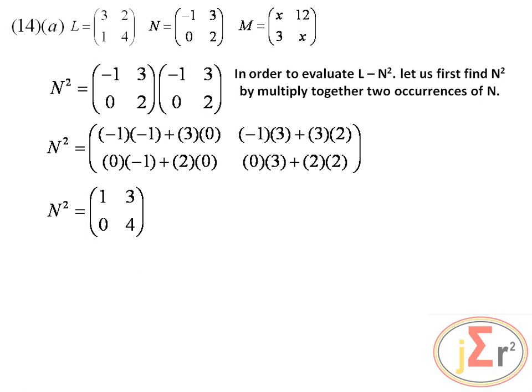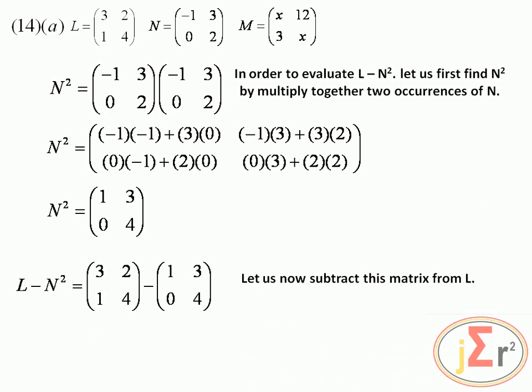That is how we read matrices. We read matrices row by row. 1, 3, 0, 4. And what do we do with that? We will now subtract this matrix from L. When subtracting or adding matrices, we combine corresponding elements. So 3 will go with this one. So 3 minus 1 is 2. 2 minus 3 is -1. 1 minus 0 is 1, and 4 minus 4 is 0. So we have 2, -1, 1, 0.